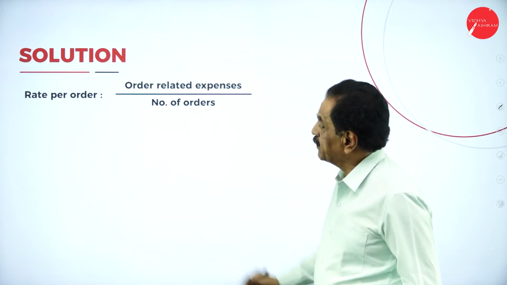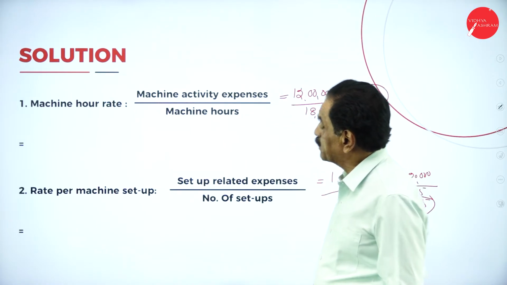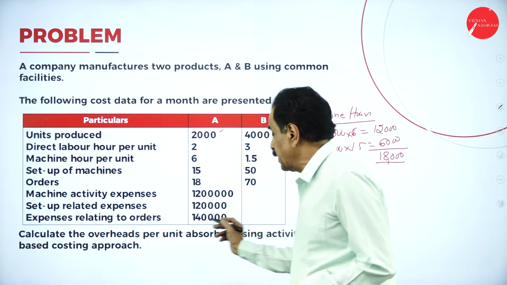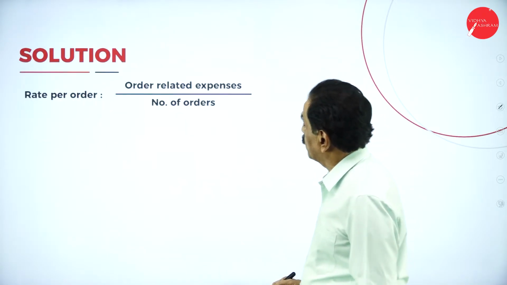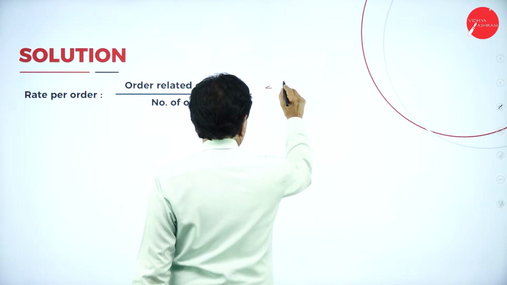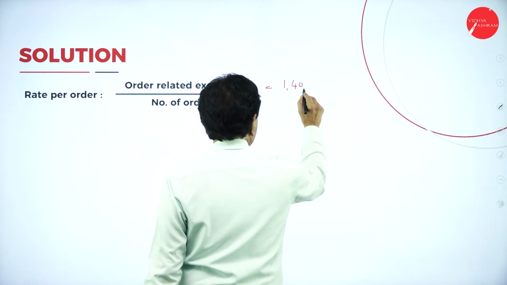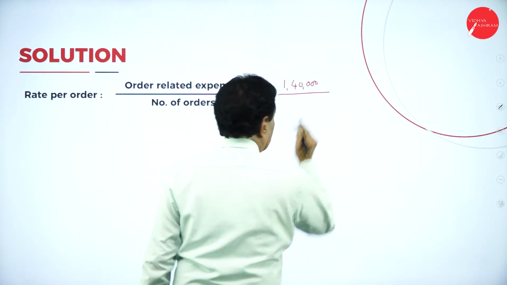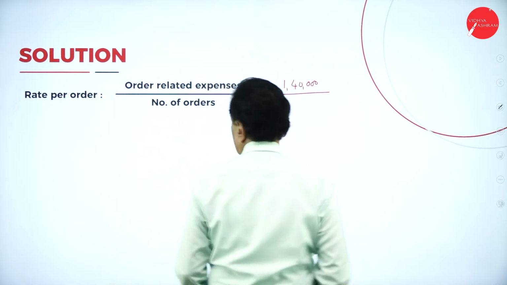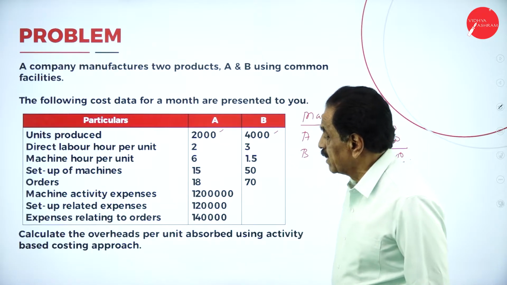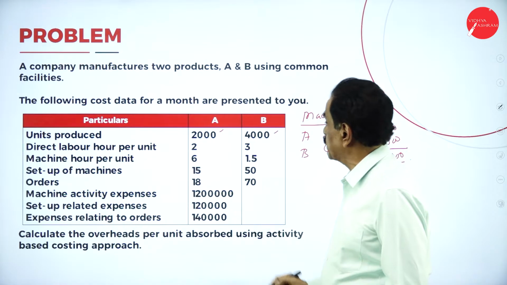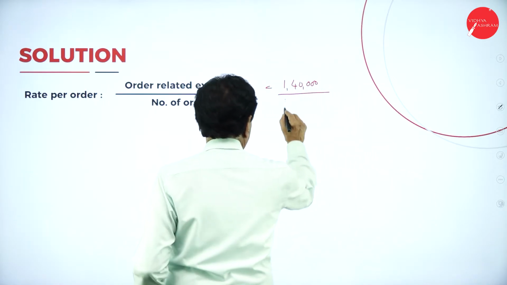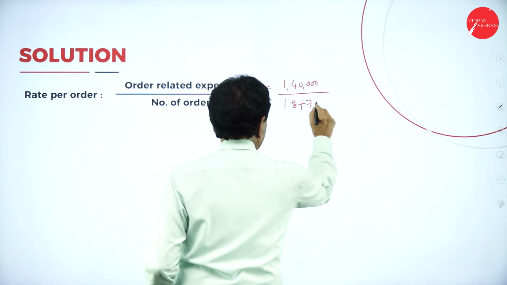Come back to the third activity, rate per order, order related expenses. What's your order related expenses? 1,40,000. 1,40,000 divided by the number of orders considered. Here the number is 18 plus 70.